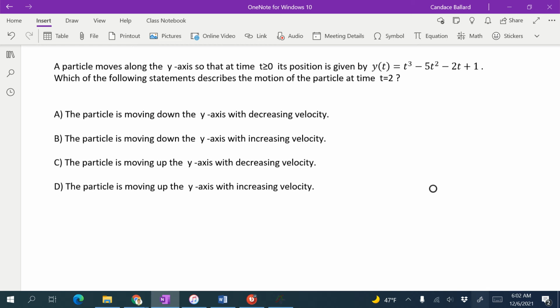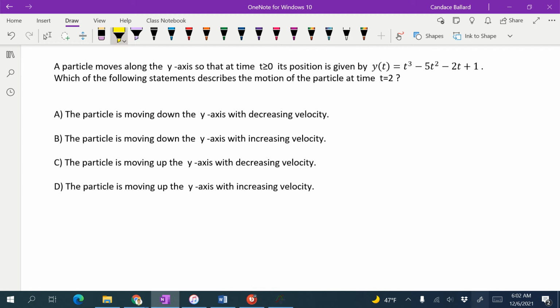Well, we know that the motion is described by the signs of the acceleration and the velocity. So this first part is talking about the velocity, whereas this second part is talking about the sign of the acceleration. So I want to examine those signs at this value. So I'm going to go ahead and start taking those derivatives.